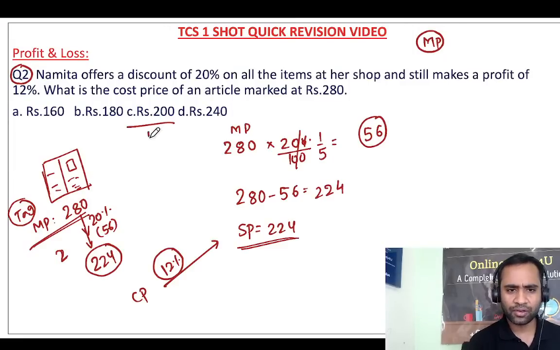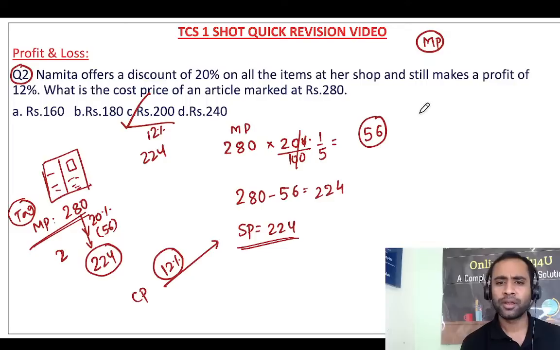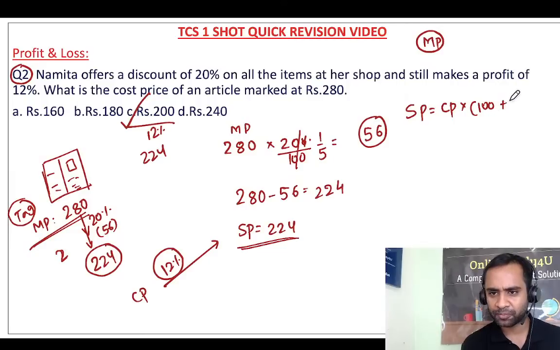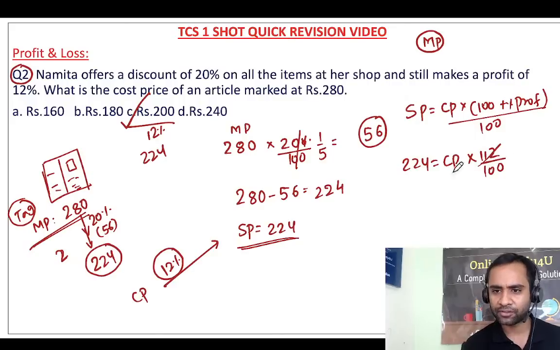Now you can just think of options. So 200, 12% will be what? 12 into 2, 24. It will become 224. You can mark the answer as option C. Or if you are not interested in that, if there is a profit, it is 100 plus percentage of profit divided by 100. Selling price is 224, cost price we have to calculate, profit is 12%, and if you solve, the cost price will be 200.